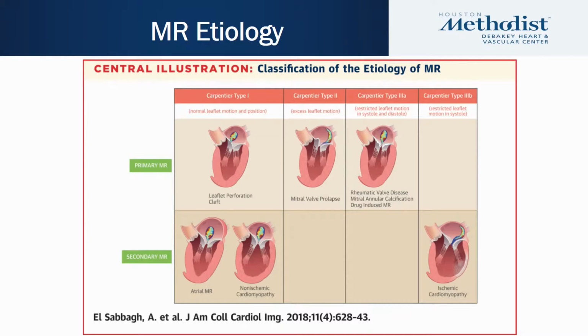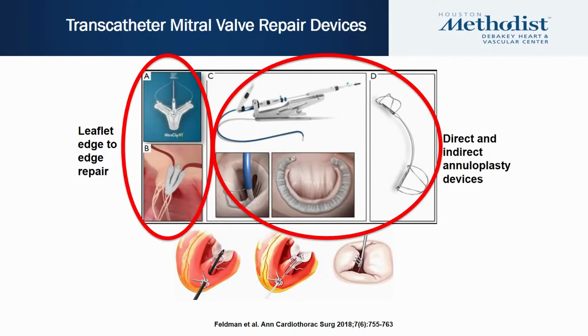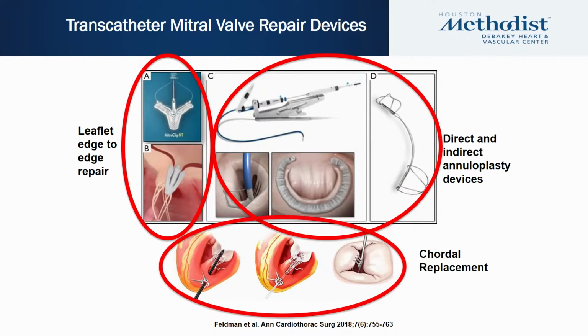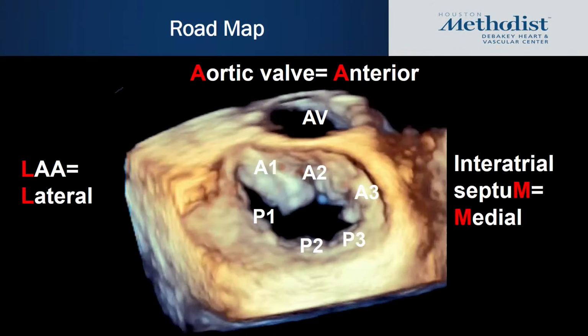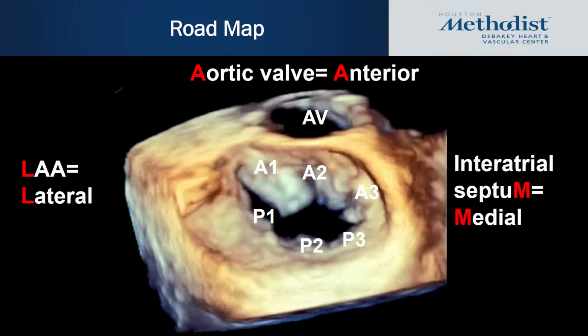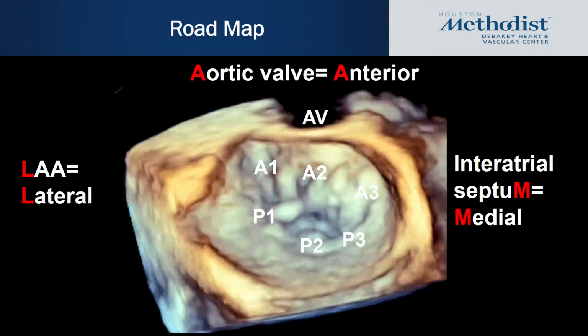Different pathologies have different treatment modalities. The current transcatheter mitral valve repair devices include leaflet edge-to-edge repair, direct and indirect annuloplasty devices, and chordal replacement devices. Today, we're going to be focusing on the leaflet edge-to-edge repair devices. It's important to remember that the mitral valve is a 3D structure, and 3D imaging is very important to understand the pathology that involves the mitral valve.